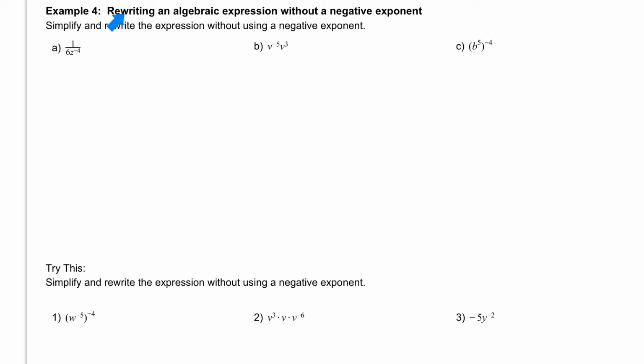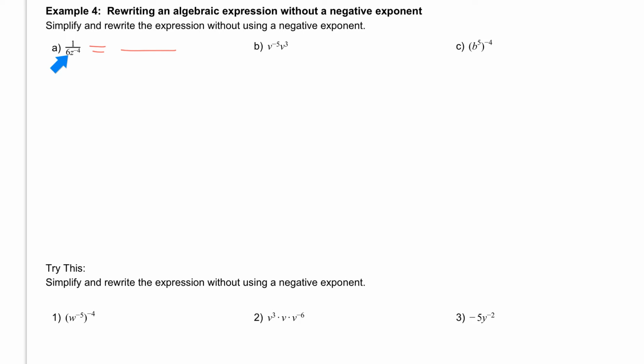Today we're going to go ahead and rewrite algebraic expressions without a negative exponent. So we're going to simplify this and take away all the negative exponents to make them positive. To do that, the easiest thing to do is start with your fraction bar. And then we're going to decide what goes in the numerator, what goes in the denominator. We're going to look at each piece separately.